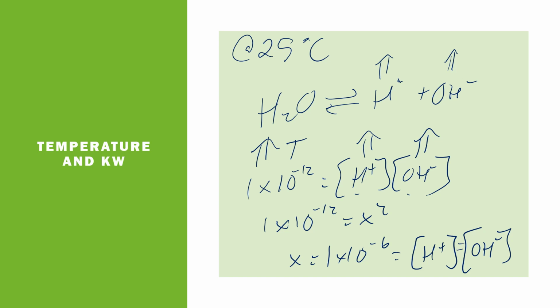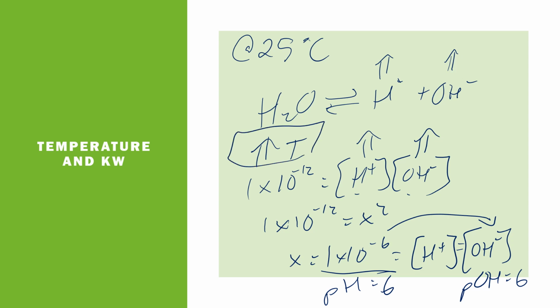Oops, equals, there we go. And if I take the negative log of this number, I get that the pH is equal to 6. Well, it's also the OH value, so if I take the negative log, I get the pOH is also equal to 6. So that means at whatever this temperature is, neutral is actually at a pH and pOH of 6.